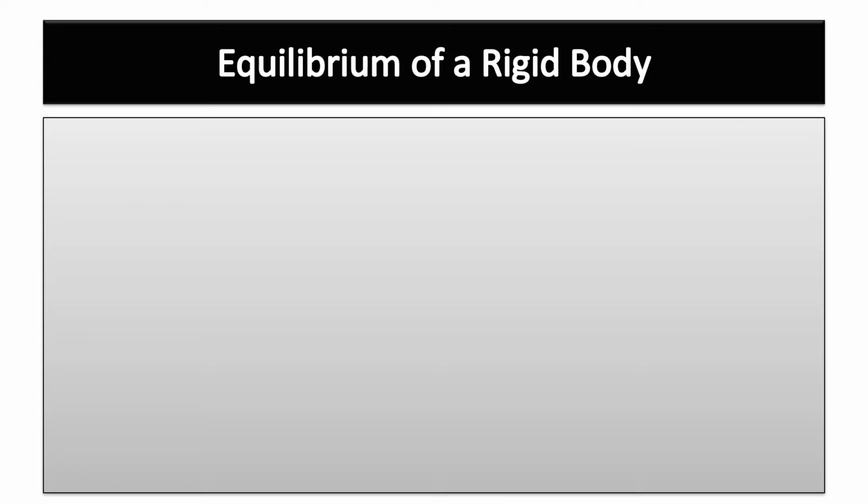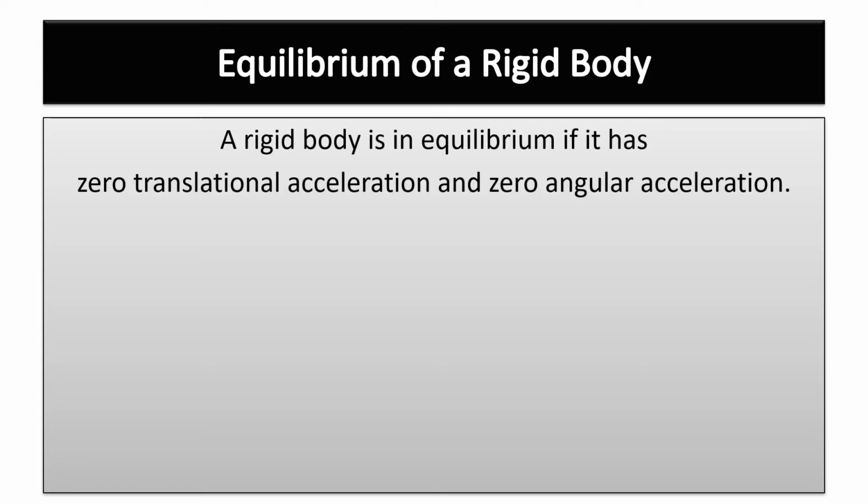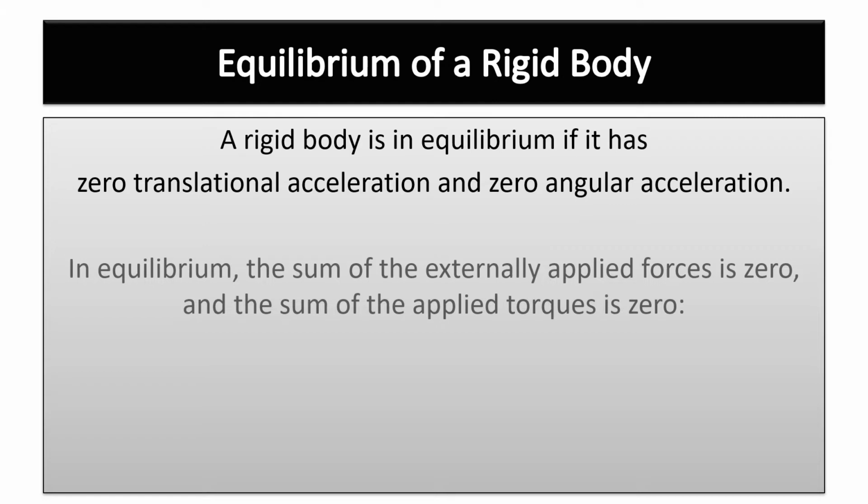So, equilibrium of a rigid body. A rigid body is in equilibrium if it has zero translational acceleration and zero angular acceleration. It's not accelerating linearly, and there's no angular acceleration. All the forces and the torques are balanced. In equilibrium, the sum of the externally applied forces is zero, and the sum of the applied torques is zero.